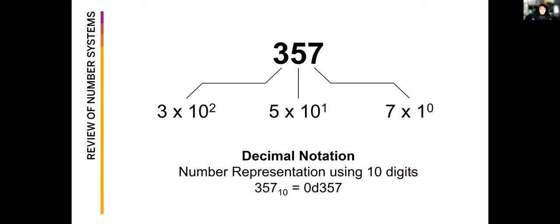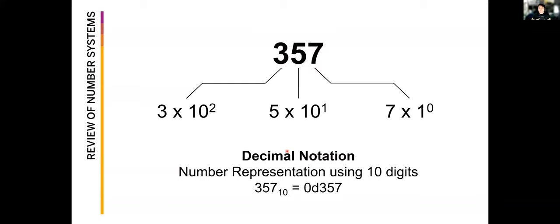From a representation perspective, it's usually not written with the subscript of 10. So 357 with the subscript of 10 means that this 357 is read or interpreted in the decimal number system. In some programming languages, they treat it like this: we have a prefix, which is 0D, followed by the number itself, which is 357. So again, decimal notation, we use an exponent with a base of 10.